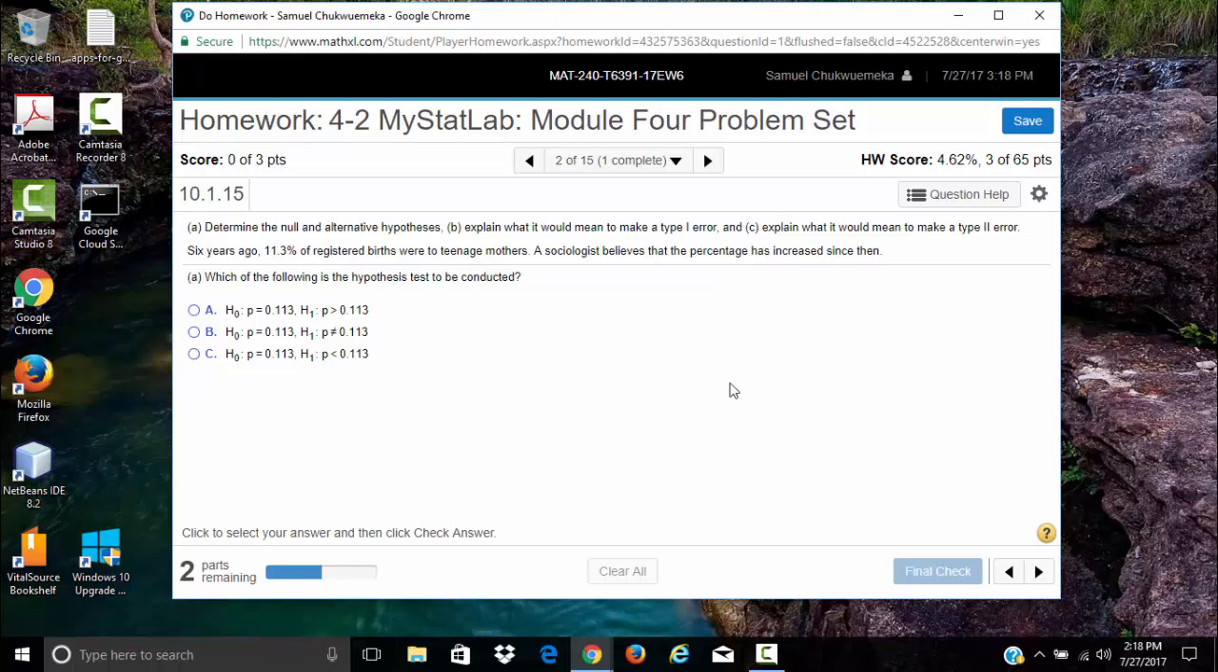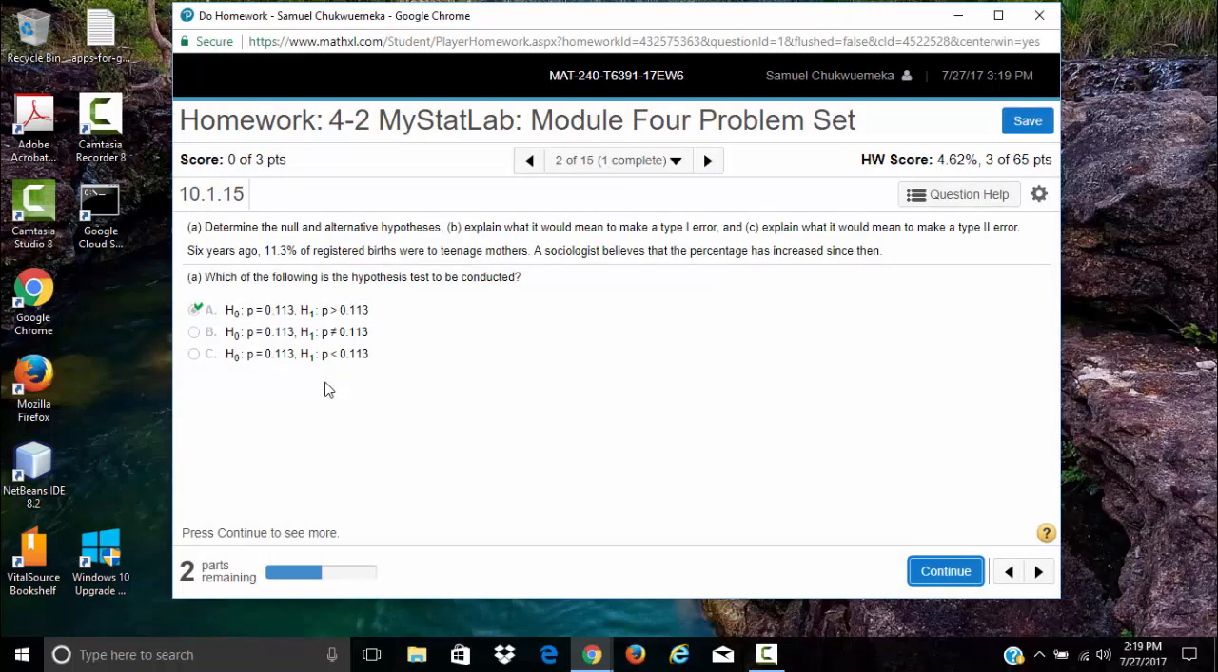But in this question, a sociologist believes that the percentage has increased since then, so greater than. So as you can see here in the options, the null hypothesis you always want to make sure is equal to. The alternative hypothesis is greater than. So the answer here is A.